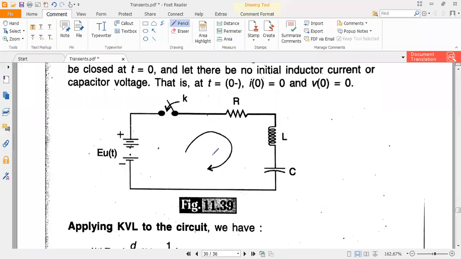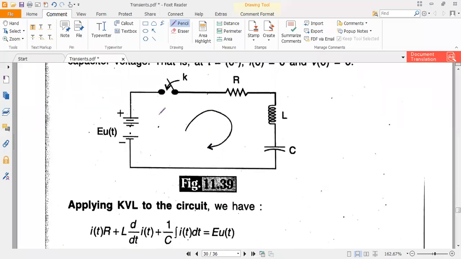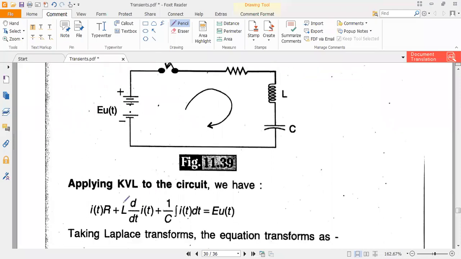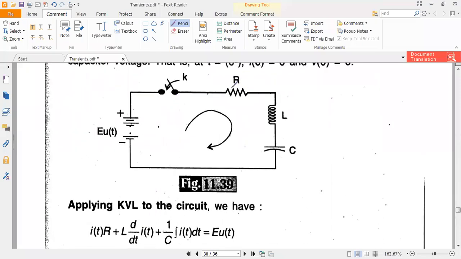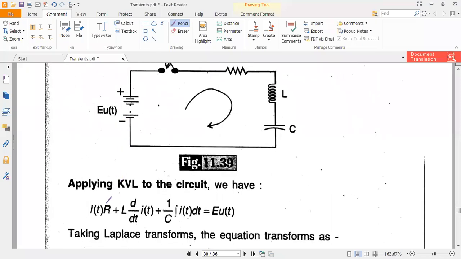Okay. So if you apply KVL to this RLC circuit, the voltage across the resistor plus the voltage across the inductor plus the voltage across the capacitor is equal to the input voltage. That is, i(t) into R plus L into d by dt of i(t) plus 1 by C into the integral of i(t) dt is equal to E into u(t).